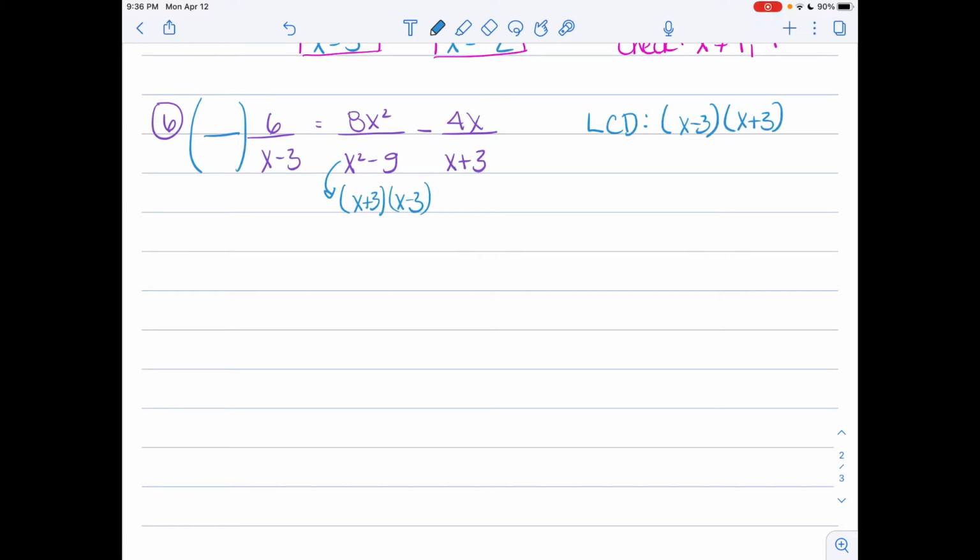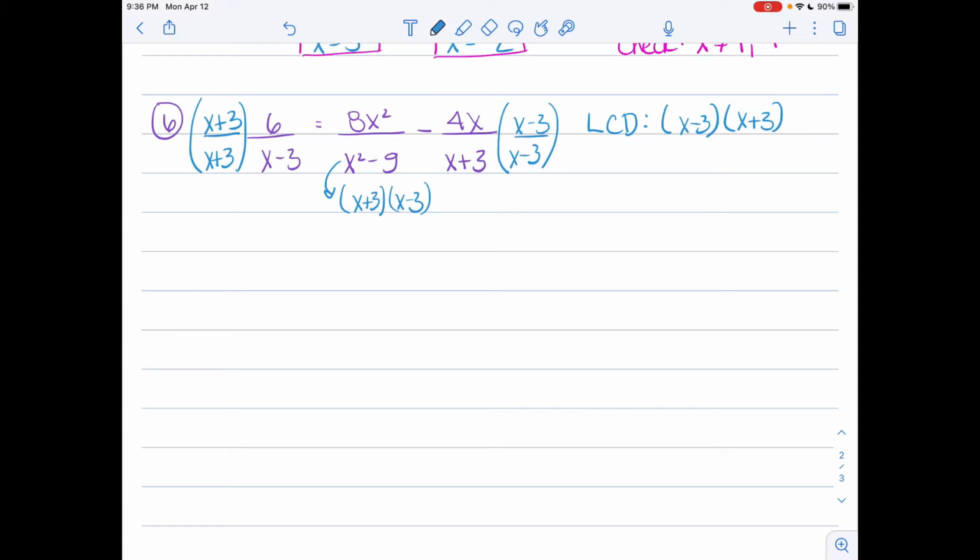So here on the first one, 6 over x minus 3, I need to multiply by x plus 3. On this second one, I already have both pieces, so I don't need to multiply by anything. And then on this third one, I have the x plus 3, but I'm missing the x minus 3.